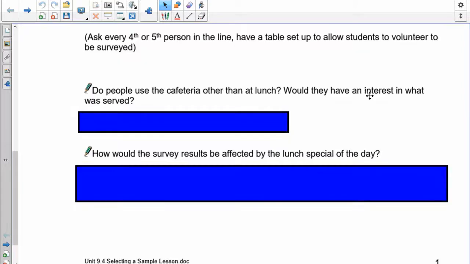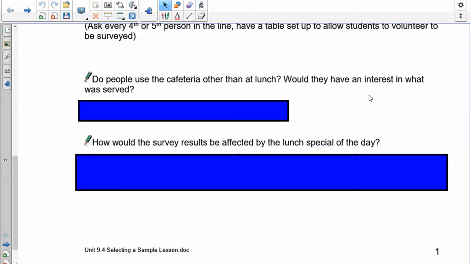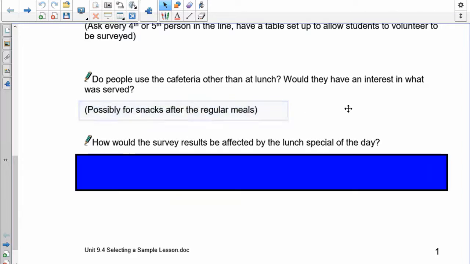Do people use the cafeteria other than lunch, and would they have an interest in what was served? Well, the answer to that is yes. There's a lot of people who go for snacks after the regular meals, or they go in there to study on the tables, and they're going to want something which is a little bit different than a bowl of macaroni and cheese. So how would the survey results be affected by the lunch special of the day?